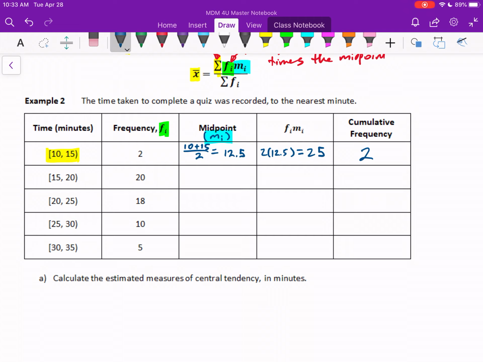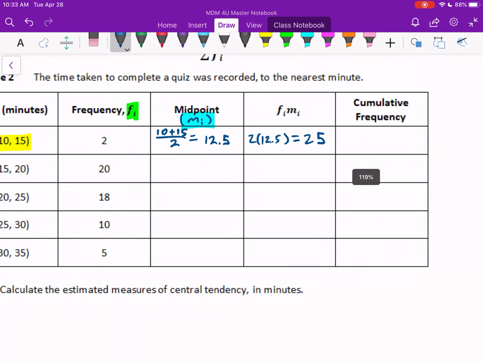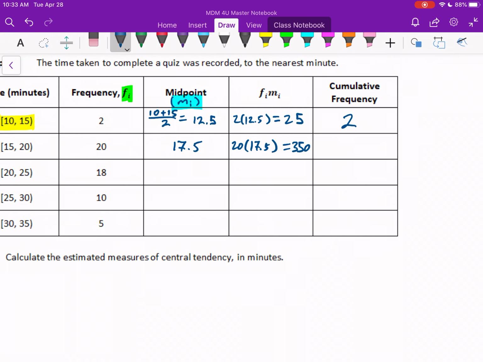All right, then we do that for the next row. So what's the midpoint between 15 and 20? Well, it's going to be 17.5. And then we're going to do 20 times 17.5, and that's 350.